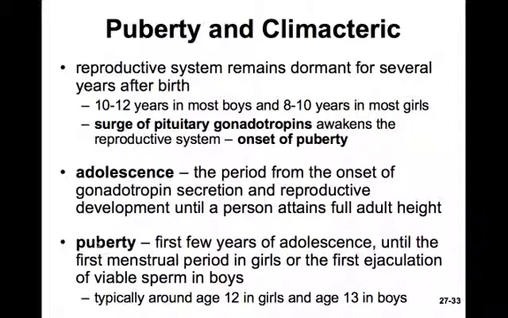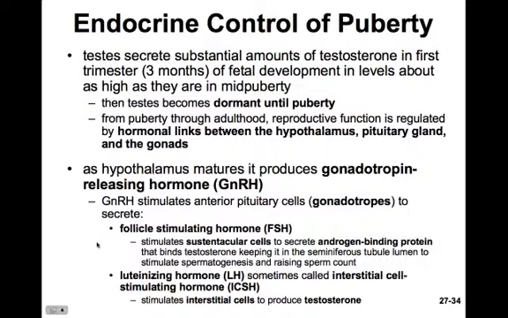Now, there are various definitions of adolescence and puberty, so we're all on the same page. We'll define adolescence as the period from the onset of gonadotropin secretion in reproductive development until the person attains full adult height. Puberty is the first few years of adolescence until the menstrual period occurs in girls, or the first ejaculation with viable sperm occurs in boys. That's typically around age 12 in girls and around age 13 in boys.